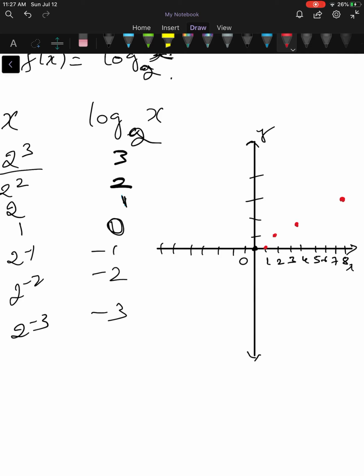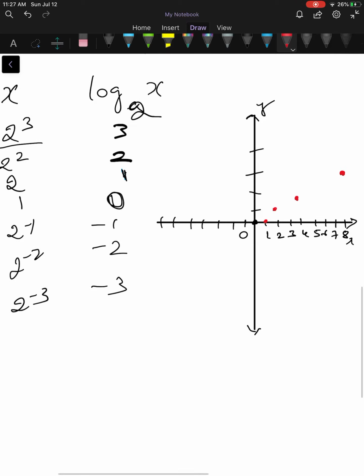So it is touching the x-axis. Then for 1 over 2, which is somewhere half here, the output would be negative 1 here, and this will go on like this. If you connect the points, the graph will look somewhat like this.